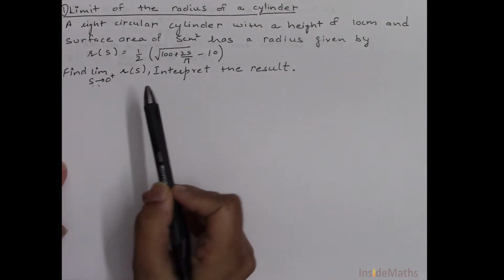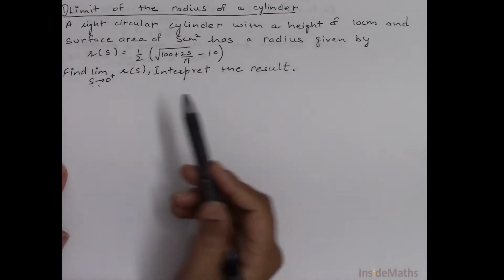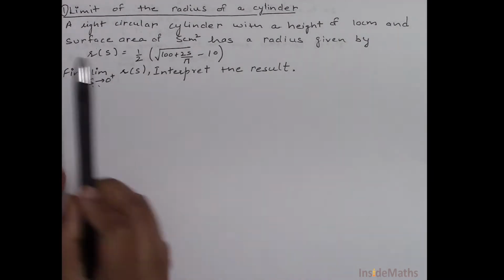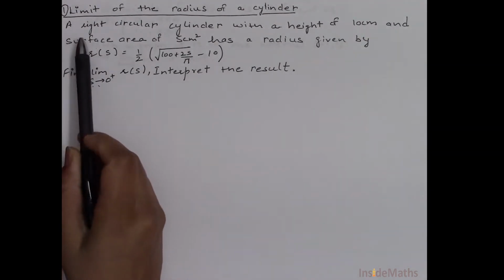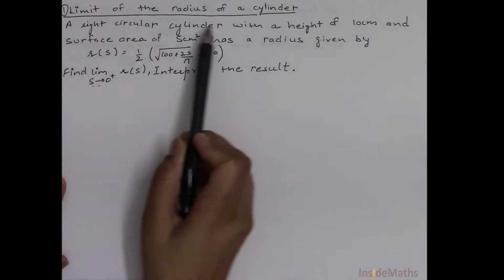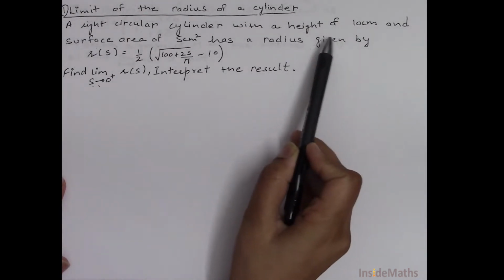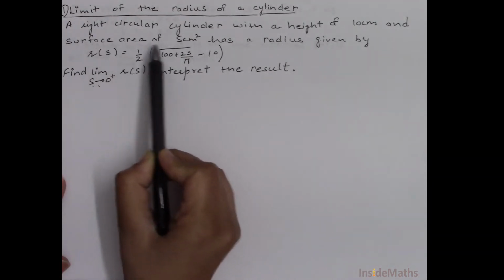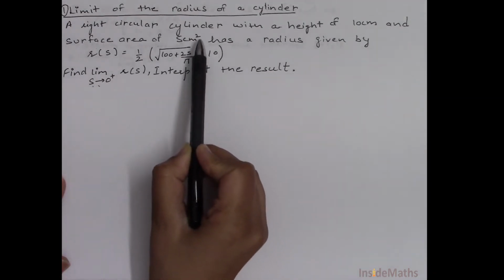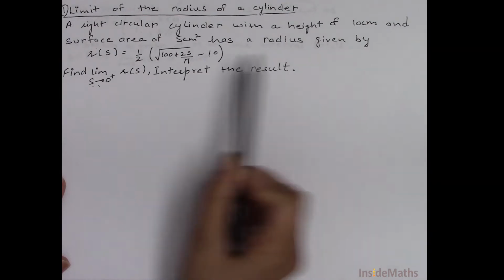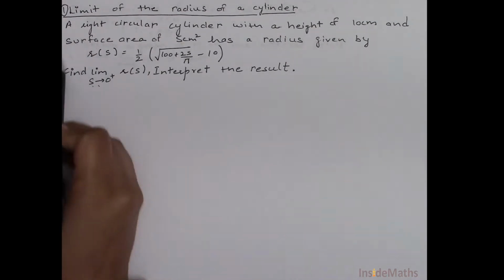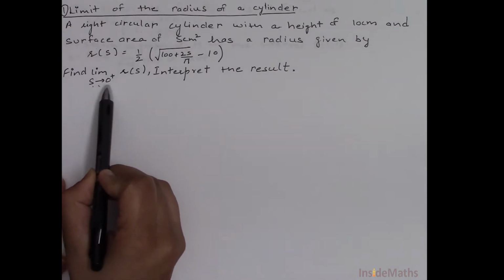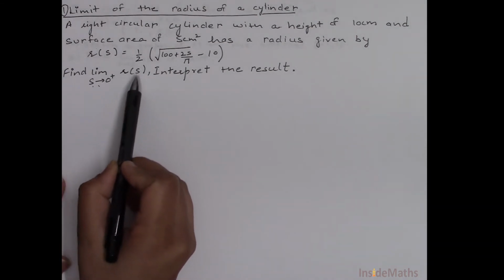In this video, I'll do some applications of limits. The first one is limit of the radius of a cylinder. It states a right circular cylinder with a height of 10 centimeter and surface area of s centimeter square has a radius given by this equation. We have to find limit s approaches to 0 positive r of s.